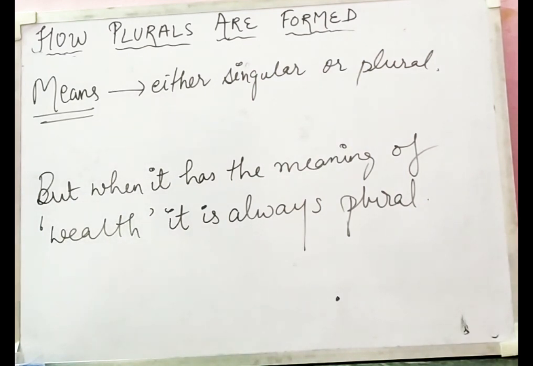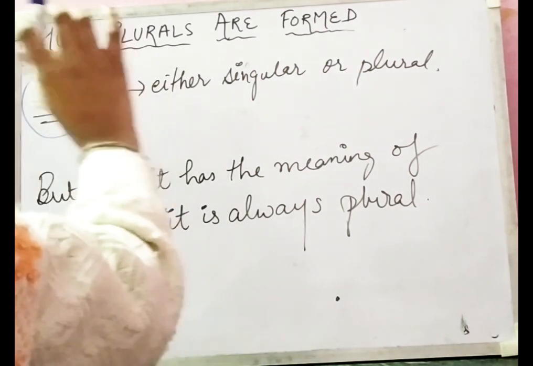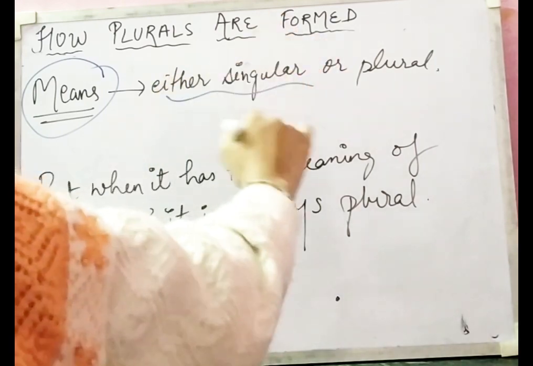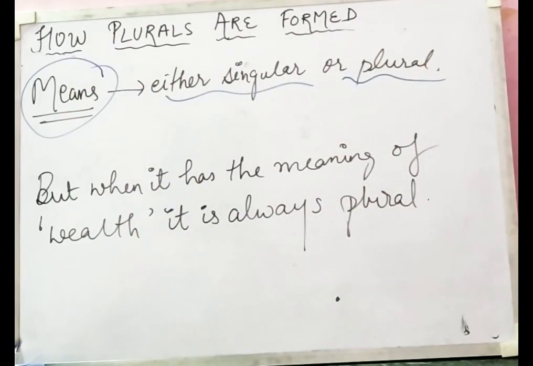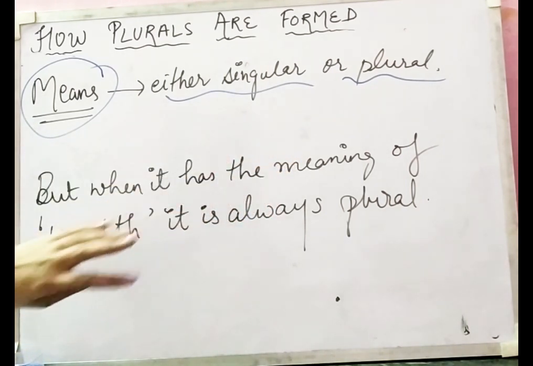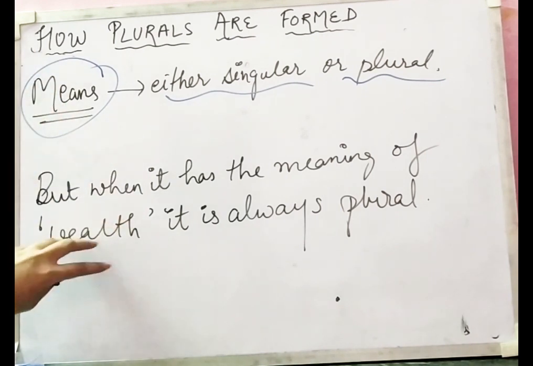Now I have told you that the word means is used either for singular or for plural. But when it has the meaning of wealth, then it will always be plural. I think this much is clear to you. Now I am giving you one example, that is, he succeeded by this means in passing the examination.